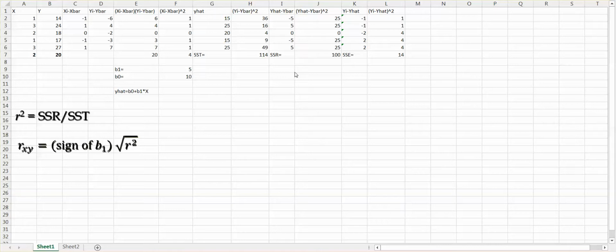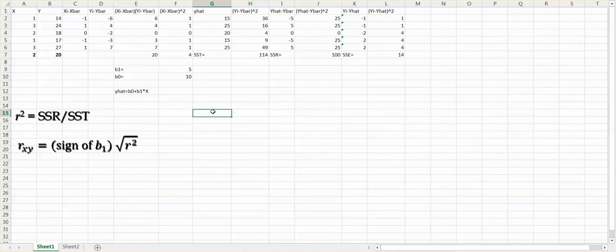In this video, we will look at how we can use Excel to calculate the coefficient of determination and the coefficient of correlation. As I mentioned in the lecture, the coefficient of determination reflects how much variation in y is explained by our regression model. That's why, when we calculate the coefficient of determination, we use SSR, which is the error explained by the regression model, divided by the total error.